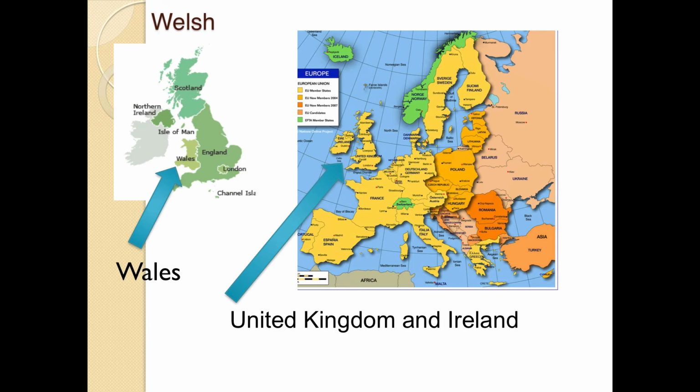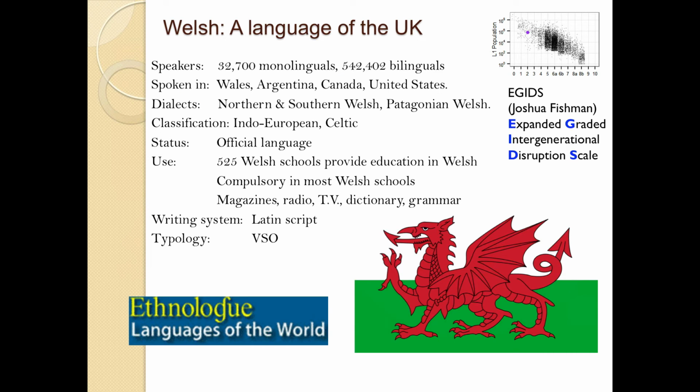Okay, so Welsh is a Celtic language that is still spoken in Wales, and I want to show you a little bit more about this. So if you look this up on Ethnologue, you see the number of speakers, you see where it's spoken, you see the dialects. There's a Northern Welsh, a Southern Welsh, and then there's a Patagonian Welsh. Patagonia is Argentina, so I would guess that this is a bunch of Welsh immigrants. It's a Celtic language. It is one of the official languages. It's used in schools. It uses the Latin script. We'll learn more about the typology later.